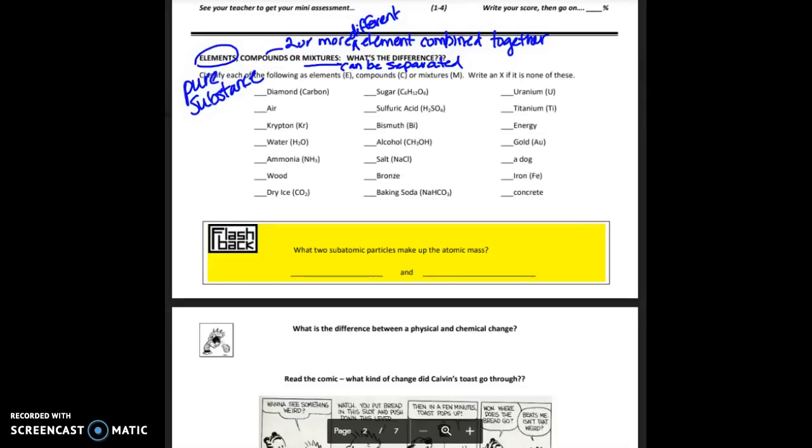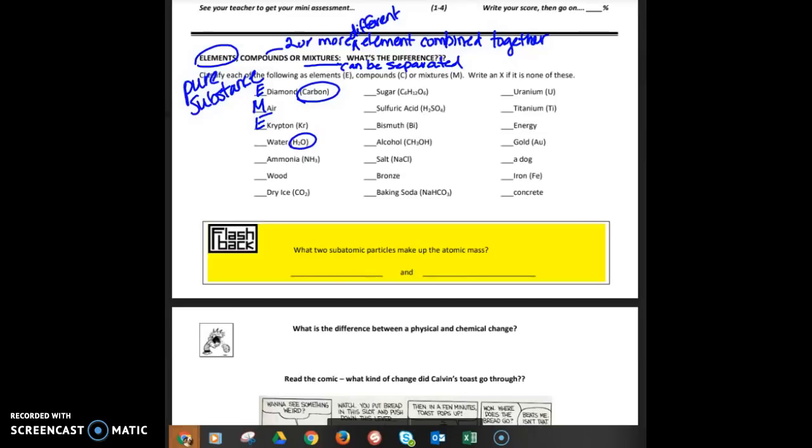Diamond. Diamond is just pure carbon right here. So that is going to be considered carbon as an element. Air. Our air is made up of oxygen, nitrogen, some carbon dioxide, a couple of different things. So that's going to be considered a mixture of different compounds. Krypton is on the periodic table of elements, so it's going to be an element. Water, you're not going to find that on the periodic table of elements. That is going to be a compound. You've got two or more different elements combined together. Same with this one, ammonia. That's going to be a compound.